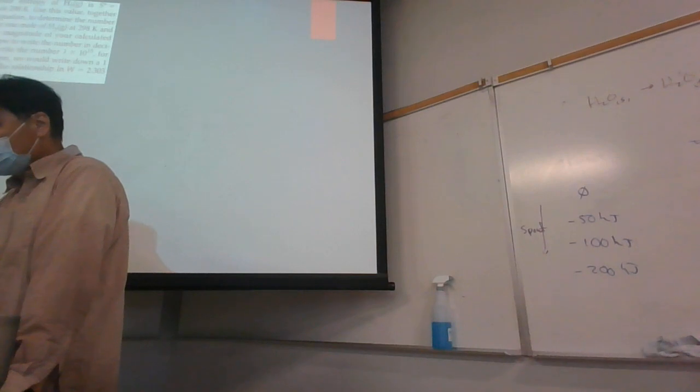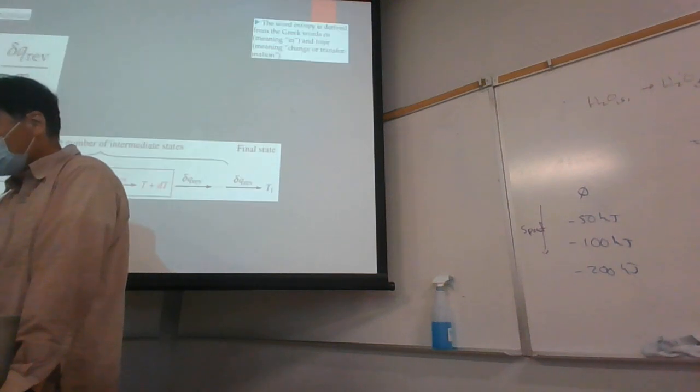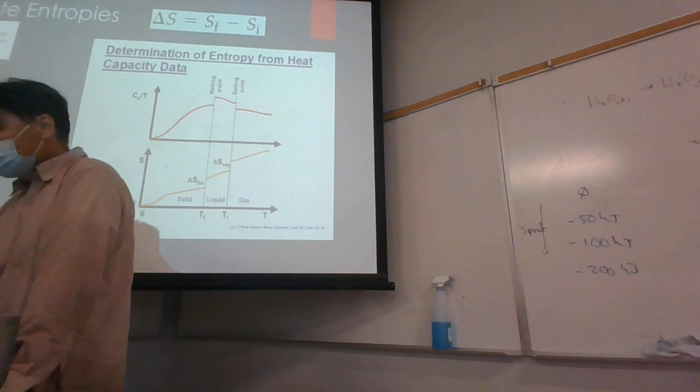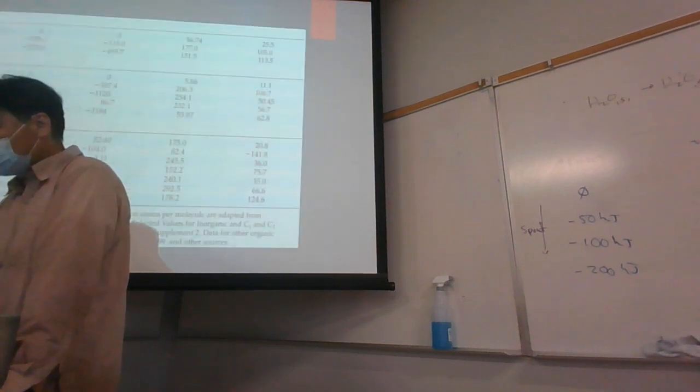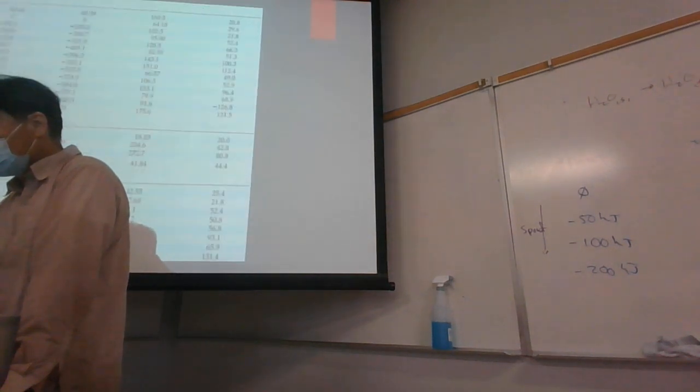This is an equation I did in the video. The number of ways. We really aren't going to do too much with Boltzmann. This is how you calculate or determine absolute entropies. This is a table of absolute entropies here. Appendix D.